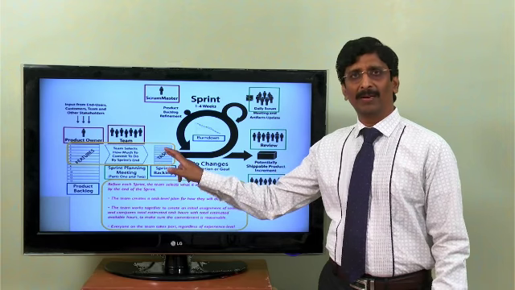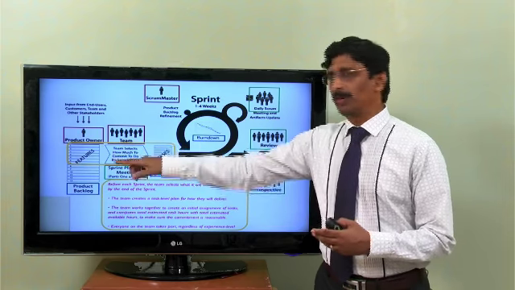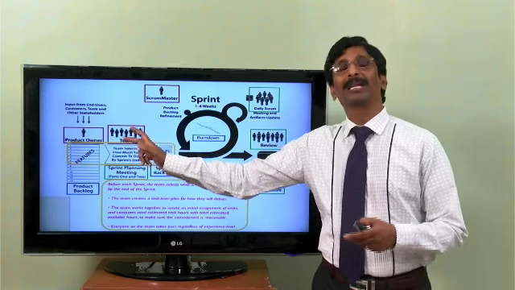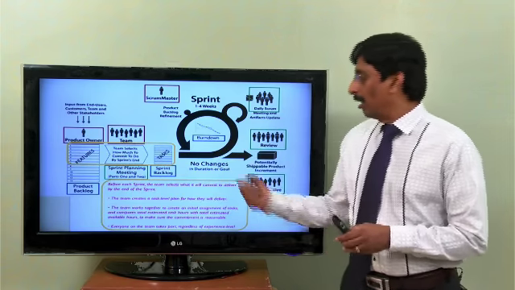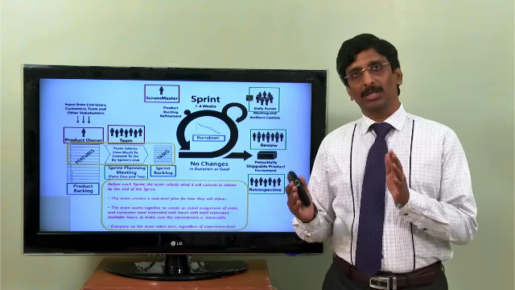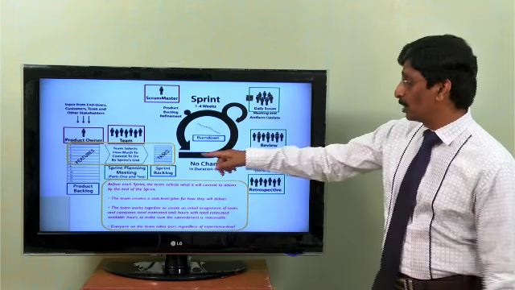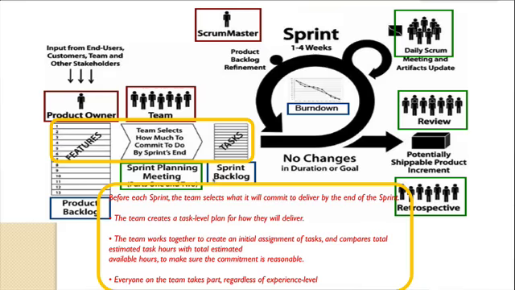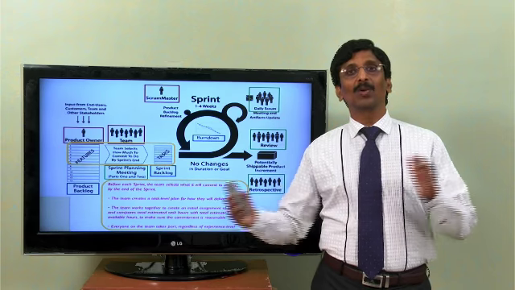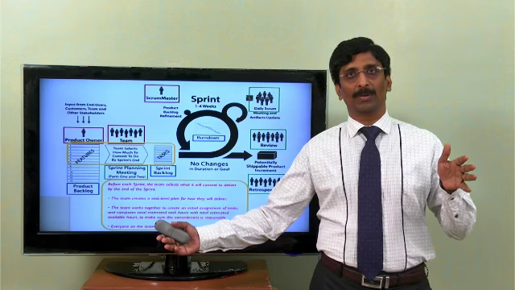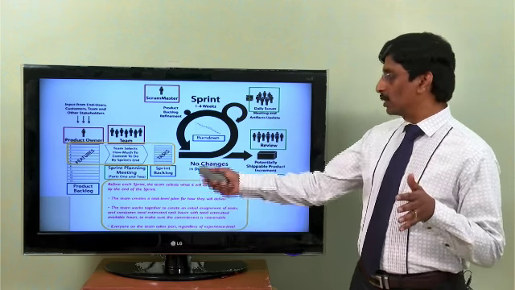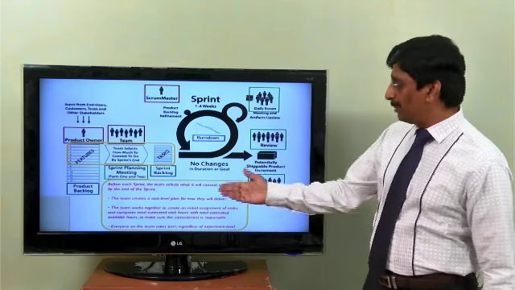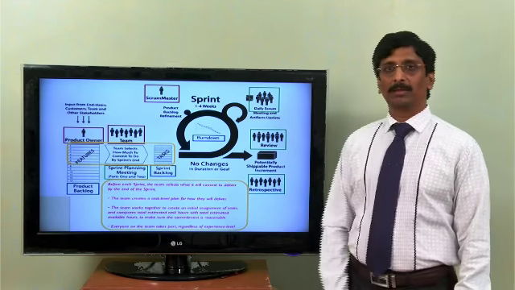If something cannot be done within that stipulated time, they may even remove some of those low priority items. But they have to ensure what they have picked up from the product backlog is something they can do within the duration of that sprint. So that is the responsibility of the team. Everyone on the team takes part regardless of the experience level. So here it is not only for the senior or experienced people. Everybody in that team should participate in actual planning and committing the work within that sprint.